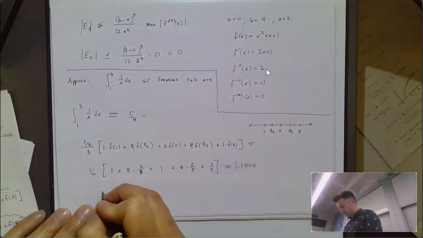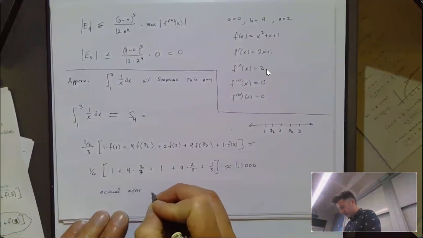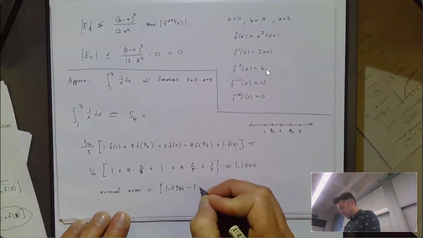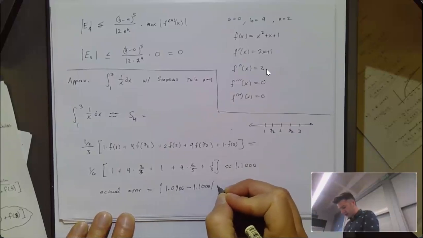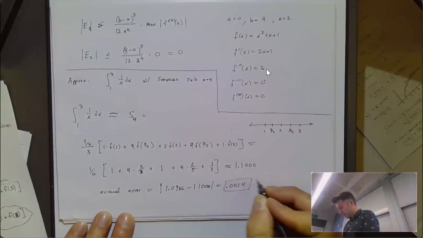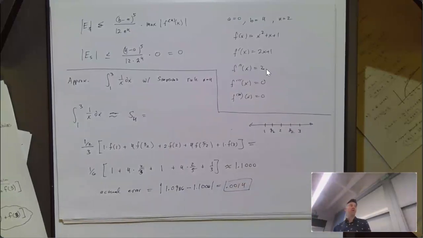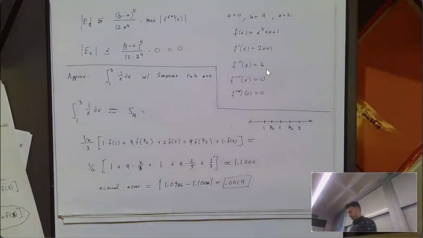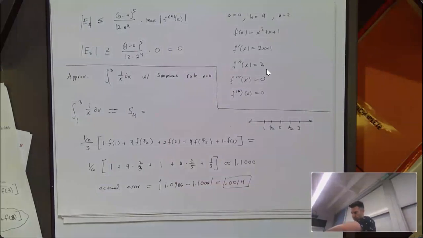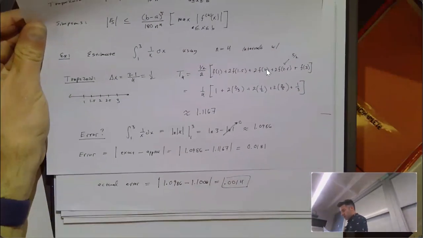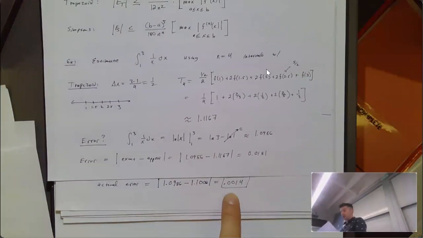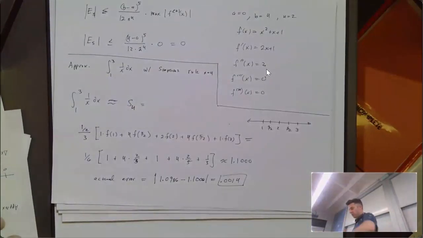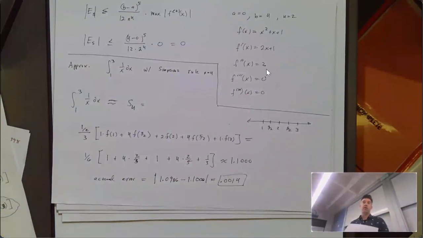And then from before, we can say the actual error is the actual value, which we said before was about 1.0986, minus the estimated value. And that is going to be about 0.0014. Notably, that's a better estimate than our trapezoid rule. If we look back at our trapezoid rule estimate, our error there was 0.0181. This is a much smaller error, so it's a better estimate. And that's generally true. Simpson's method should almost always be a better estimator of your integral than the trapezoid method.